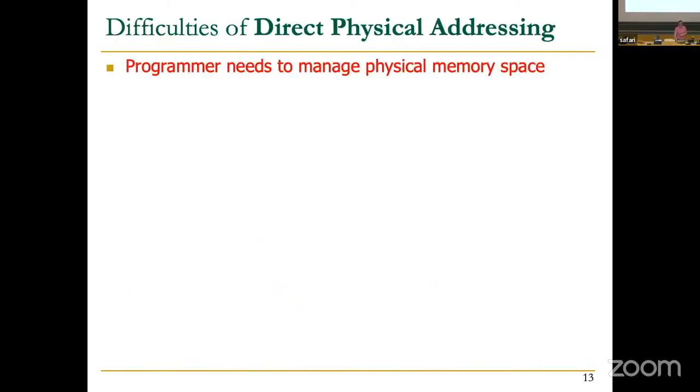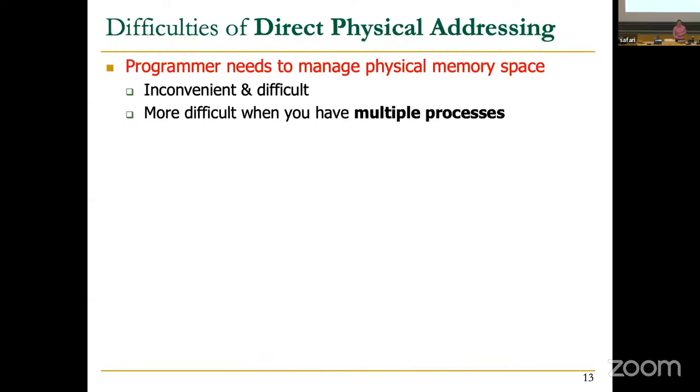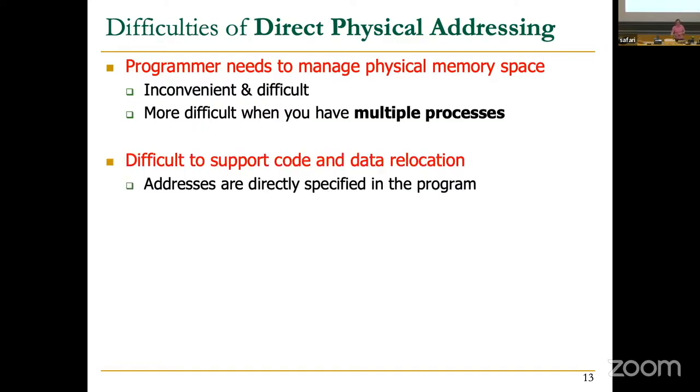Essentially, the programmer needs to manage the physical memory space. This is inconvenient and difficult, clearly. It used to be this way. People used to manage their physical memory actually in the 1950s, 60s. Good that you're not in those times, let's say. It's more difficult when you have multiple processes. It's difficult to support code and data relocation because addresses are directly specified in the program, right?